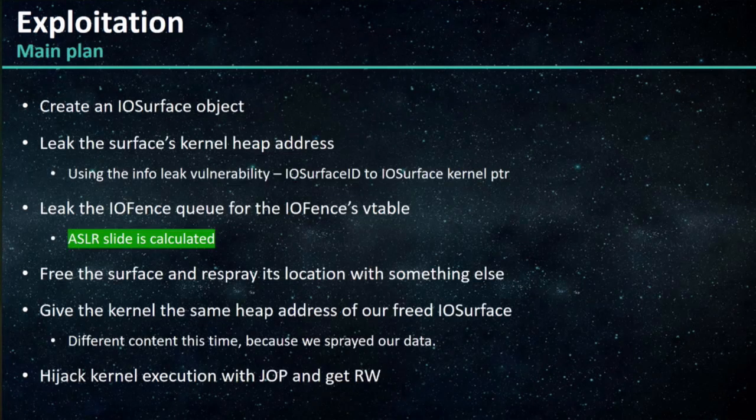So back to our plan, we create an object, an IO surface object, leak the address. Now we can leak a vtable of an IO fence, so we can calculate the KSLR slide, free the surface, spray with a fake object with a fake vtable, and then hijack the code execution. Now, what I wanted to do here is to have the best, most reliable spray ever, so that I wanted to make the exploit as reliable and stable as possible.